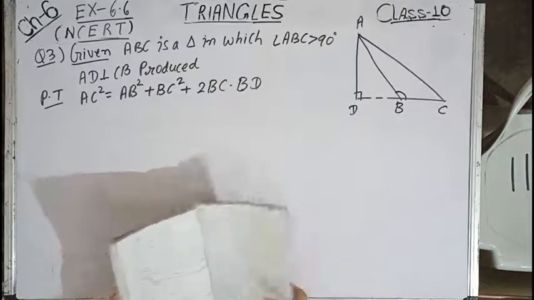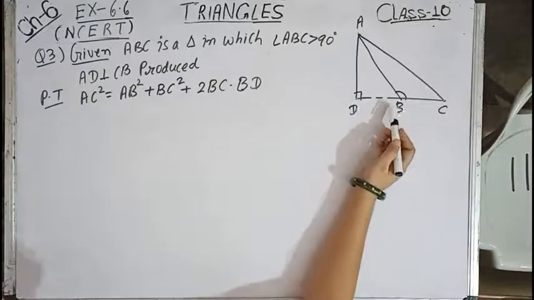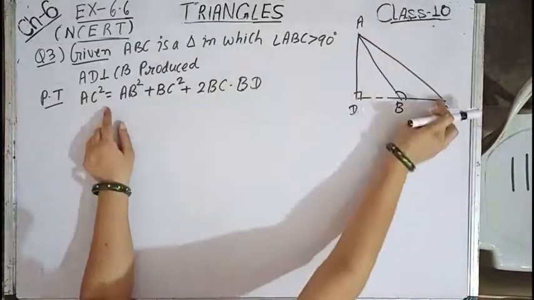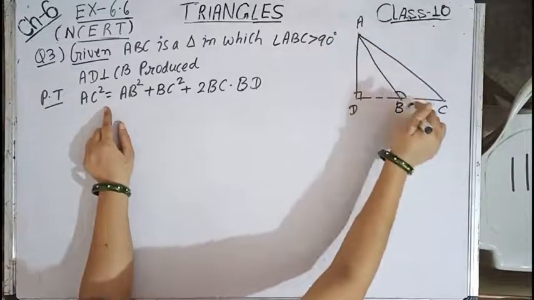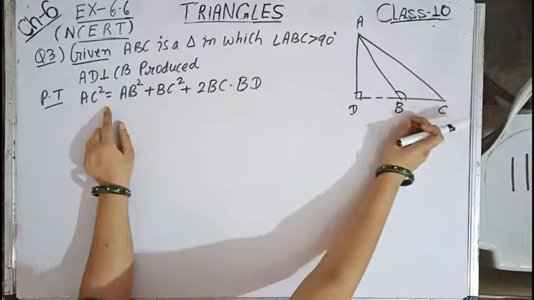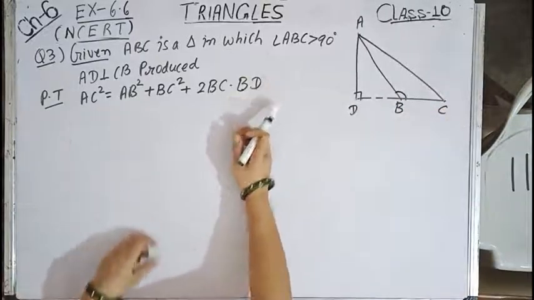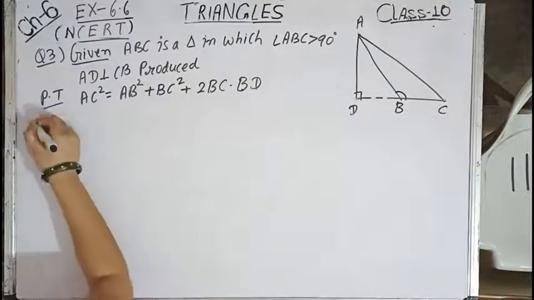It's a simple sum, but remember this relation. For an obtuse angle triangle, we will write AC square equals AB square plus BC square plus twice BC into the produced portion. So let us move on.